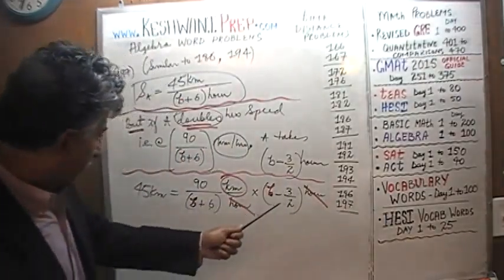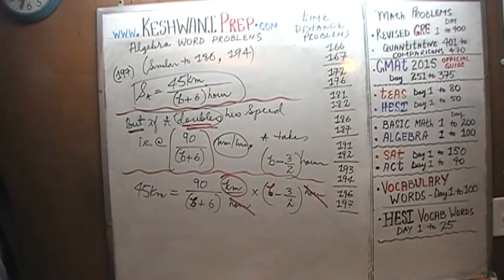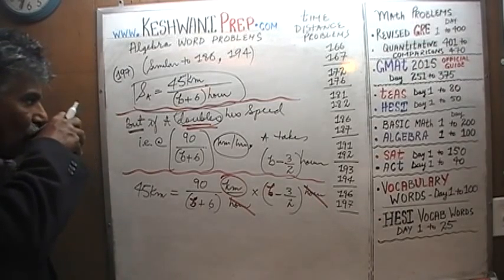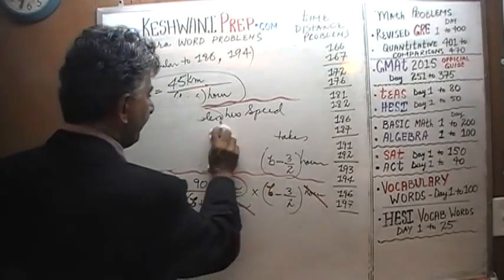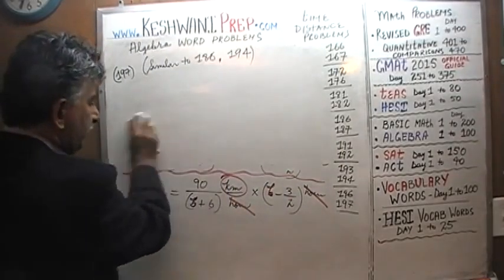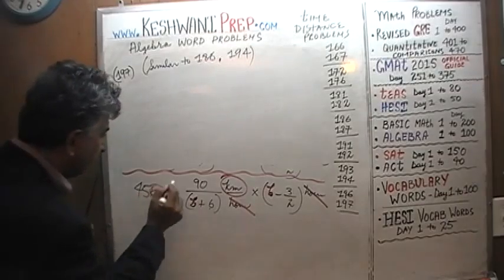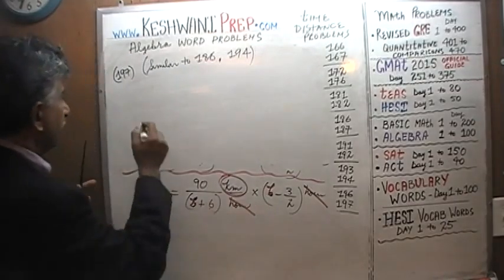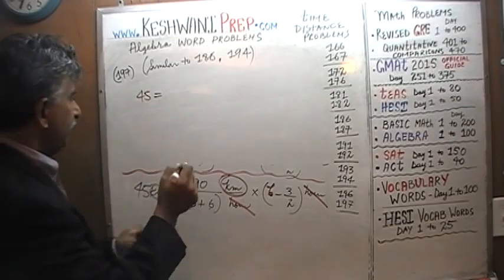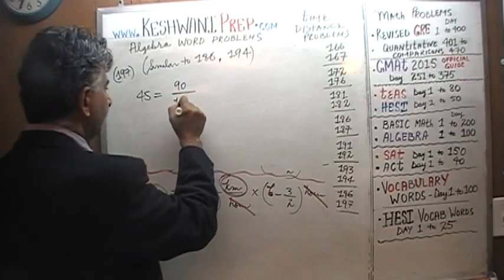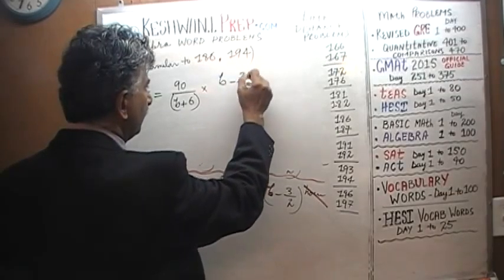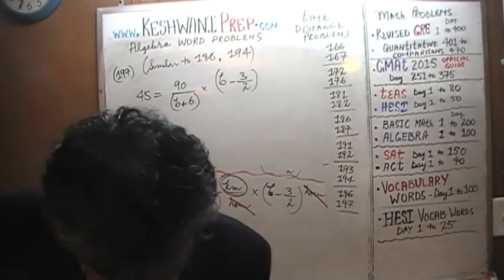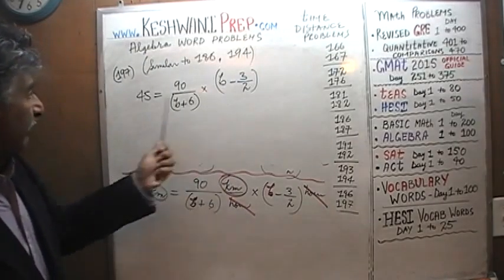Let's continue, shall we? So we're going to work on this equation now on the top to solve for B. Just give me 1 second. Now I'm not going to write down the units. The units are there. This is kilometers and this is kilometers. I'm just going to write down the equation. So 45 has to equal 90 over B plus 6 times B minus 3 over 2. Let's multiply everything by B plus 6.